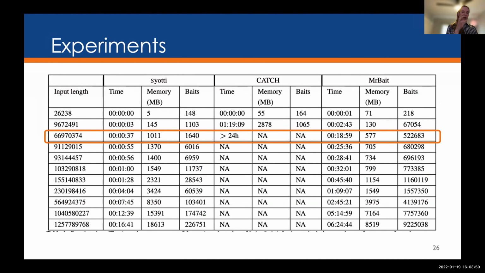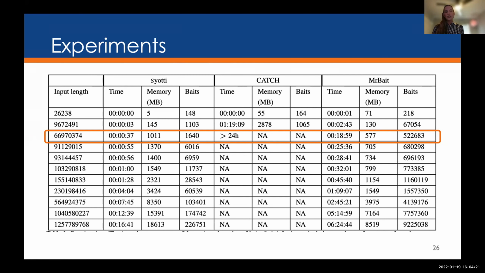So here we're going to look at the results more closely for the viral genome. So this is the set of viral genomes. We're showing the running time, memory, and the number of baits for increasingly larger subsets of the viral genome data set. Here, our input length is going up by base pair.